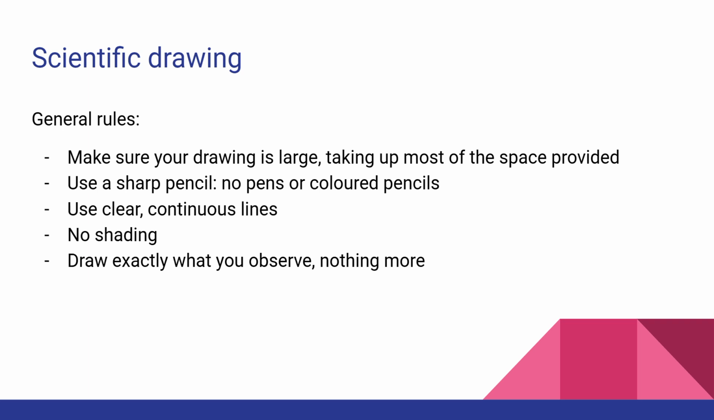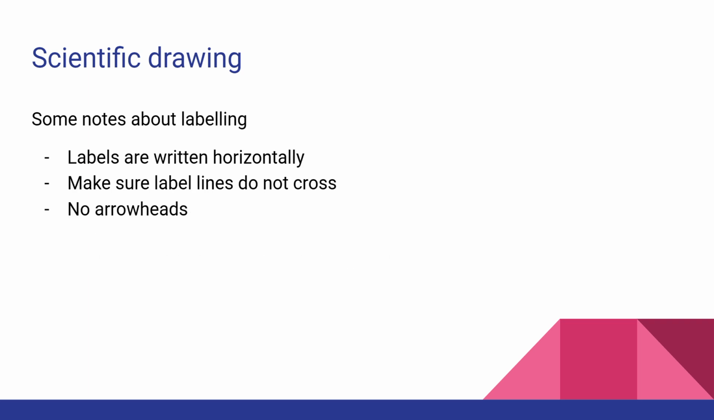And draw exactly what you observe and nothing more. So just because you think something should be biologically present in a drawing, don't add it in because you think it should be there. Literally just copy the reference image, copy that outline. There is a mark just for having the general shape of the reference image. Here are some notes about labeling your scientific drawings as well. Your label should be written horizontally and make sure your label lines don't cross or intersect, and do not use arrowheads. Literally a horizontal line that points to the thing that you are labeling is perfectly fine.